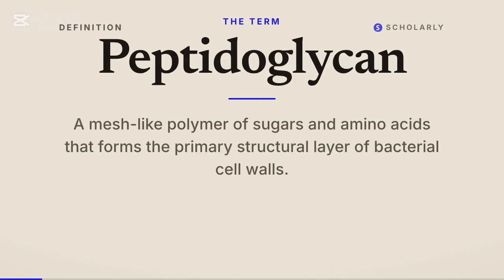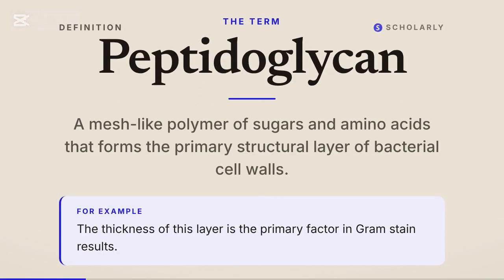The most critical structural feature in bacterial staining is peptidoglycan. This is a rigid mesh-like polymer made of sugars and amino acids that surrounds the cell membrane. Think of it as a protective case. The thickness of this case and what sits outside of it is what dictates the result of the most famous test in microbiology, which is the Gram stain.